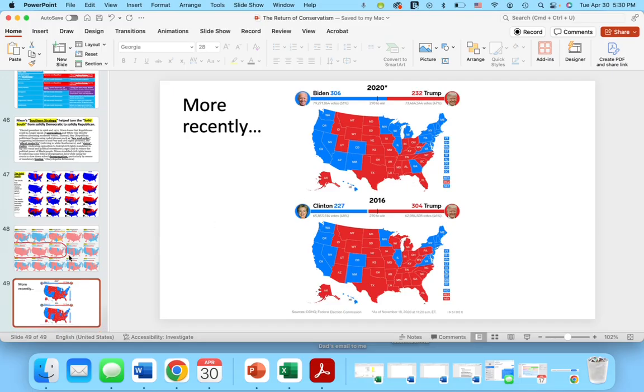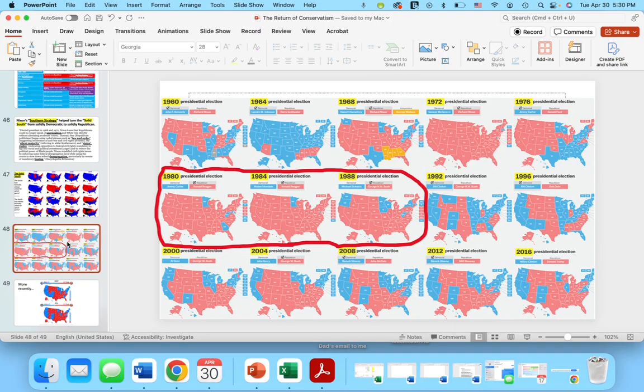So, again, in general, the country swung to the right during this time period, and it's for a confluence of factors. I hope this is clear.